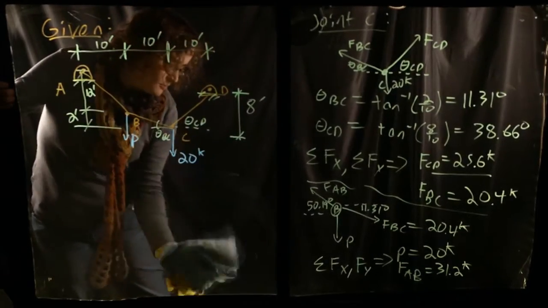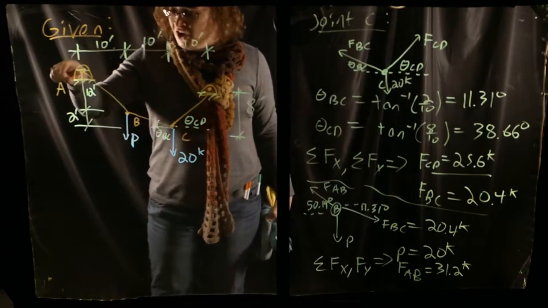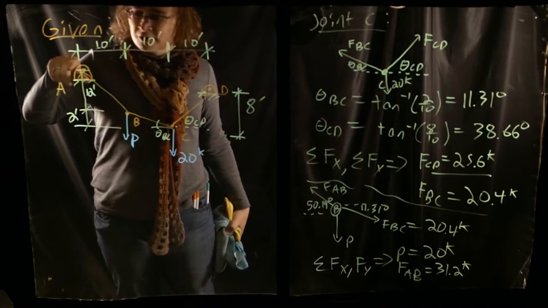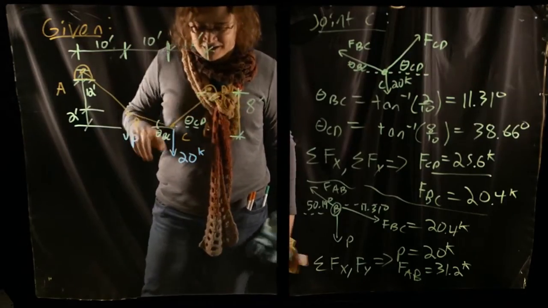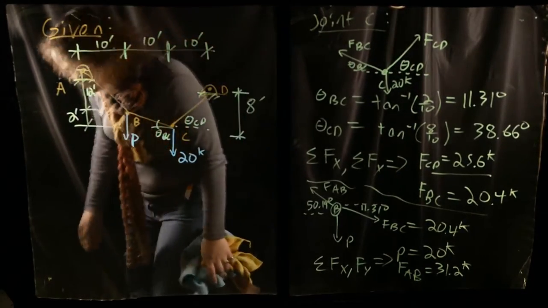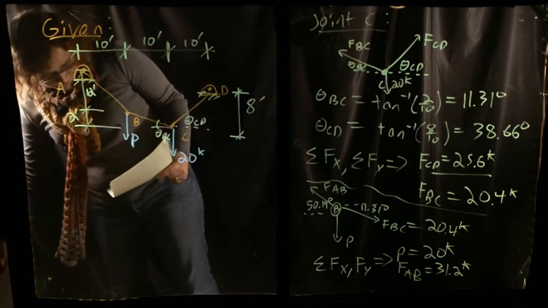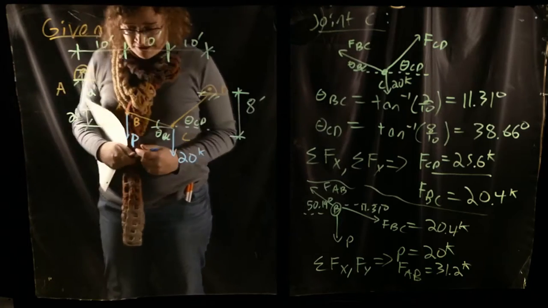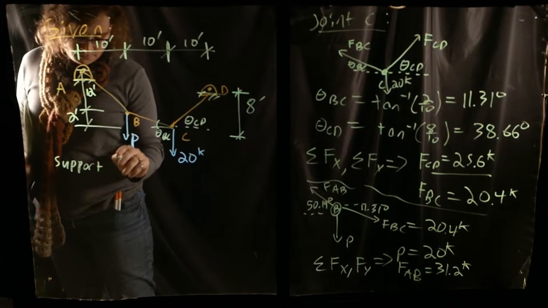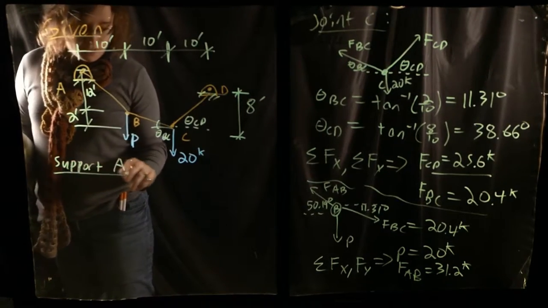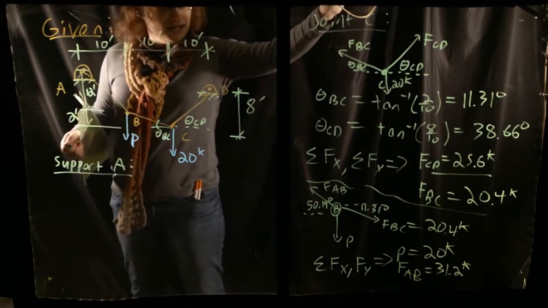All right, so now what I want to do is find the restraining forces on support A and support B. And since I already know the cable forces, that's not going to be too difficult. So let's go ahead and take a look at that. I'm going to look at support A, and I'm going to have FAB.